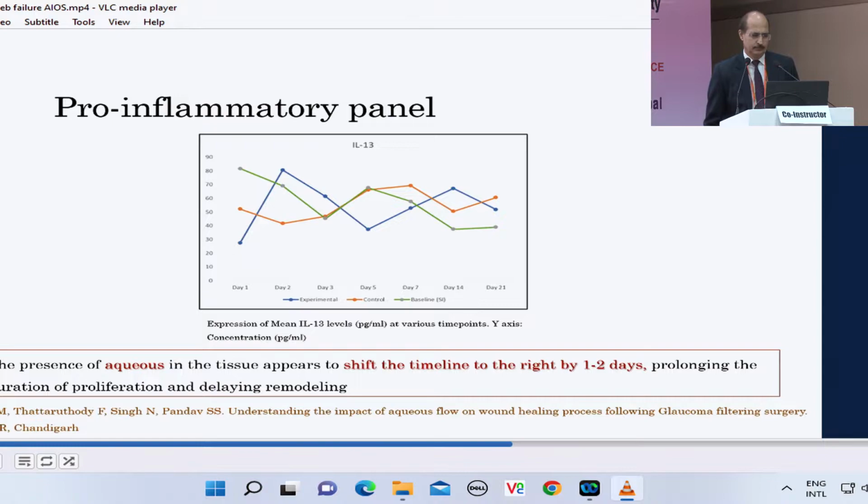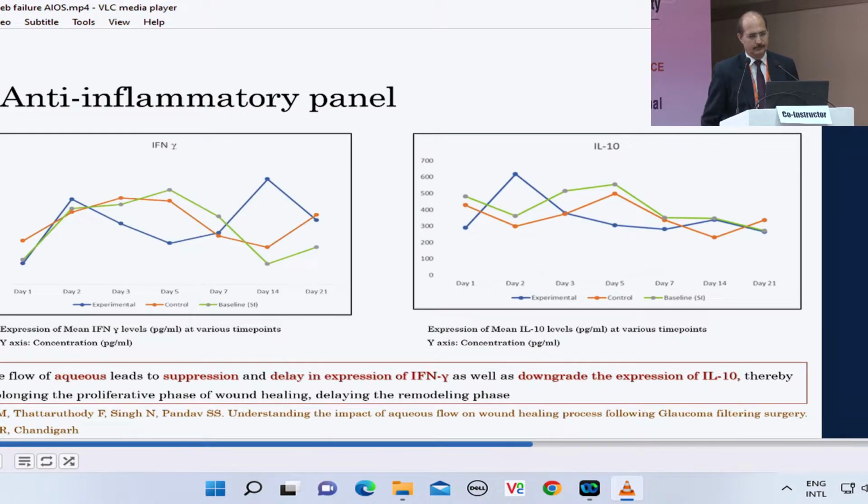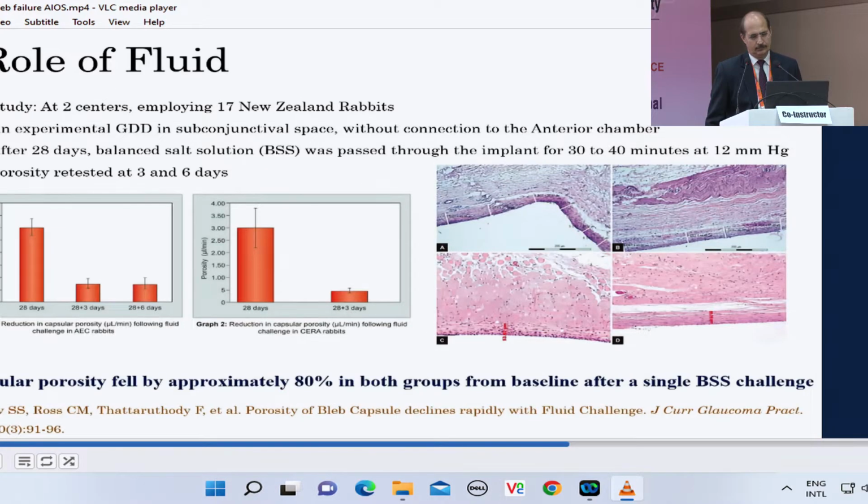Similarly, the presence of aqueous in the tissue appears to shift the timeline to the right by 1 to 2 days, prolonging the duration of proliferation and delaying the remodeling. Coming on to the anti-inflammatory markers, the flow of aqueous led to suppression and delay in the expression of interferon gamma, as well as downregulated the expression of interleukin 10, which are the anti-inflammatory markers, thereby prolonging the proliferative phase of wound healing and delaying the remodeling phase.